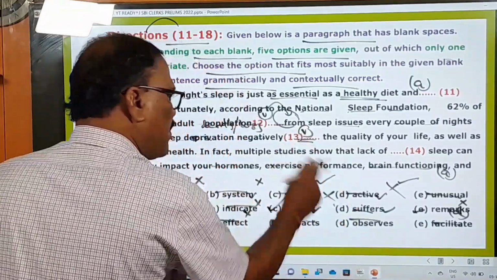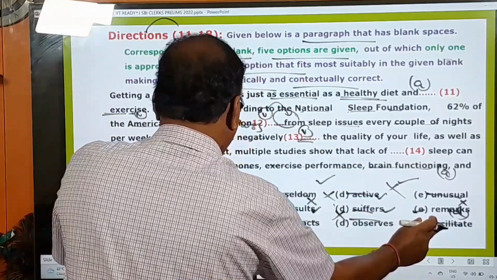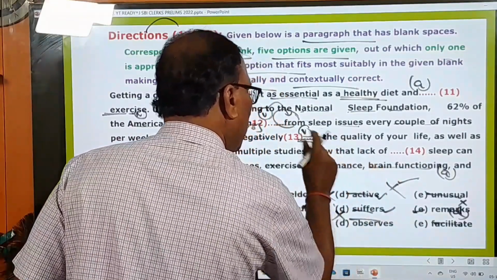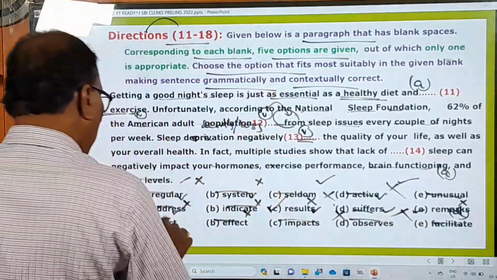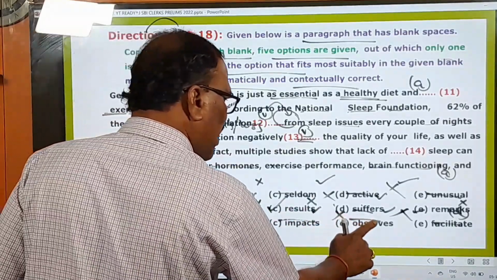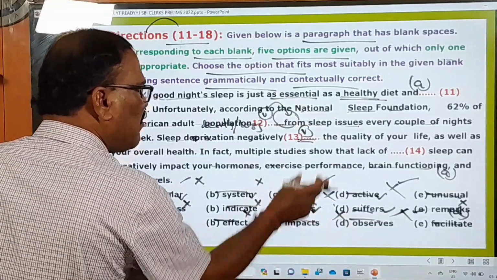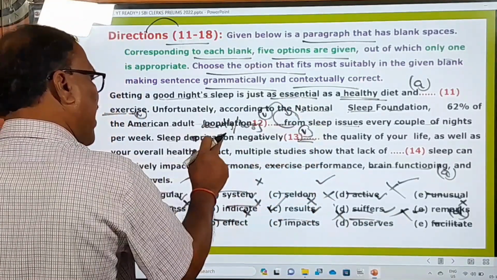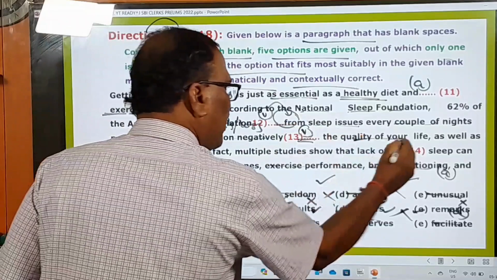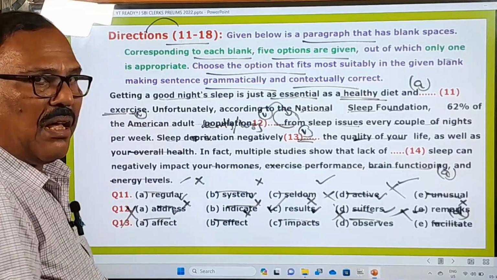Observes means to watch. This doesn't fit in this blank, so it is gone. And facilitate means to make something easier. So it also cannot be used. Effect is already gone. Affect, observes, facilitate, when these are dropped and left out, only impacts will suit in this blank. So sleep deprivation negatively impacts, that means shows a direct effect on the quality of life as well as your overall health. Very important, very interesting.